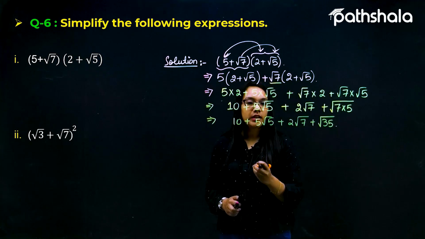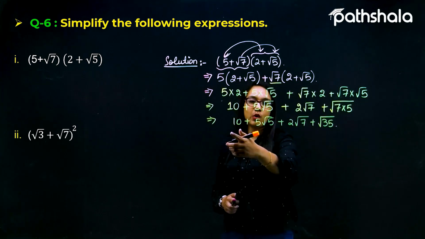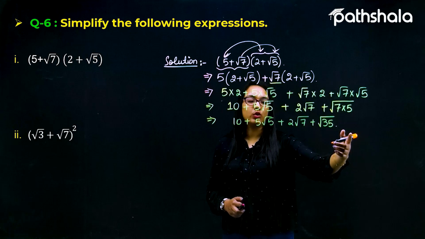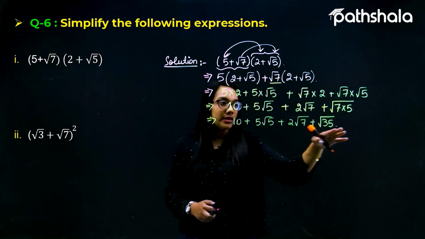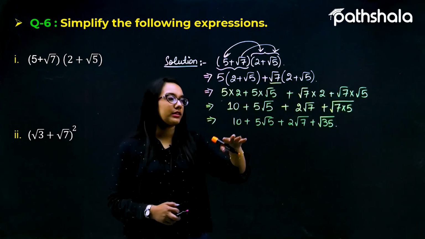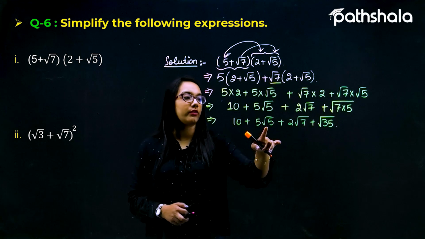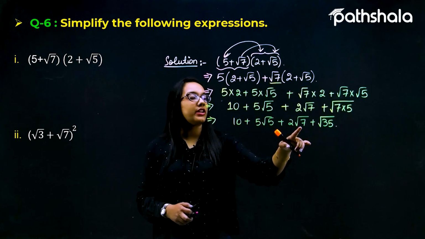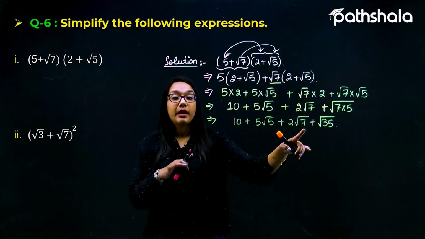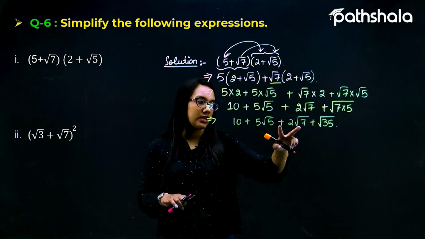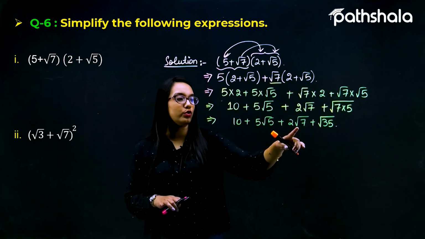Now what you have to check is whether there is something common between all these terms, so that we can add any two like terms together. No two terms here are like terms, which means this is the final answer, because we have √5 as an irrational number and √7 as an irrational number. We won't add these two, because there is a sign of addition in between. So we cannot add 5√5 and 2√7.